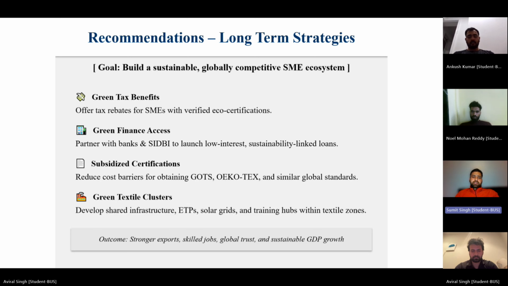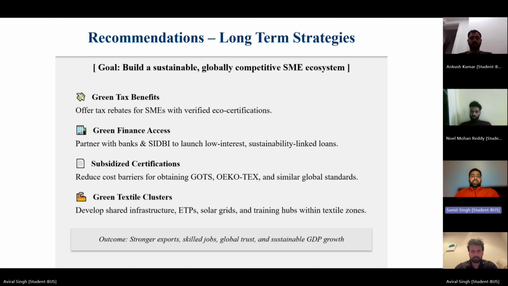Number four is green clusters. Our most ambitious proposal is to build 10 sustainable SME textile clusters by 2030. These clusters would have shared solar energy systems, common ETPs, digital monitoring platforms, and on-site training centers. With scale, these facilities become financially viable and more attractive to investors.